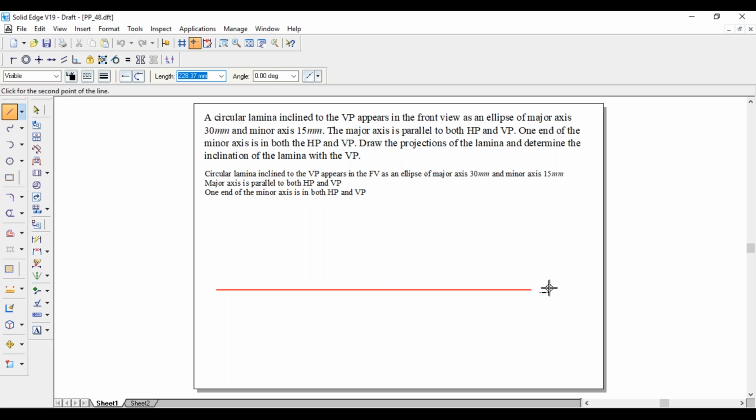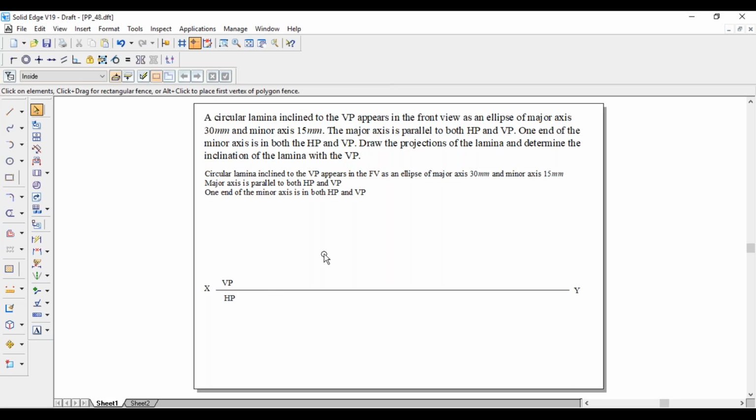Draw a horizontal line. Name it as XY. VP, HP. Now, construct a circular lamina above the XY line. It is resting on VP only.